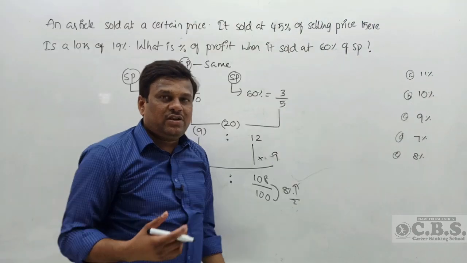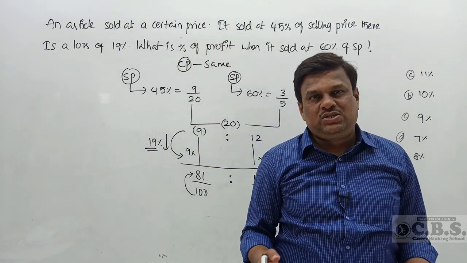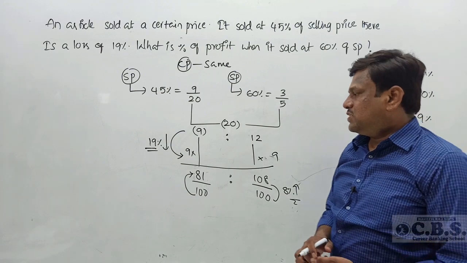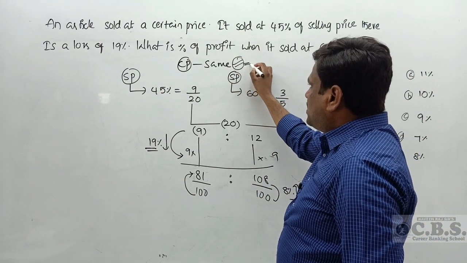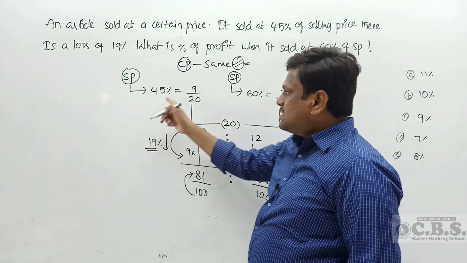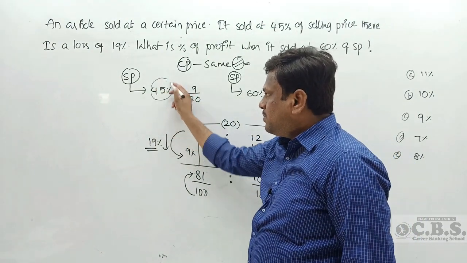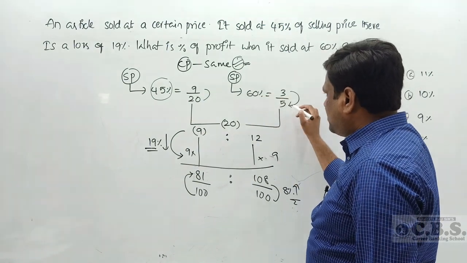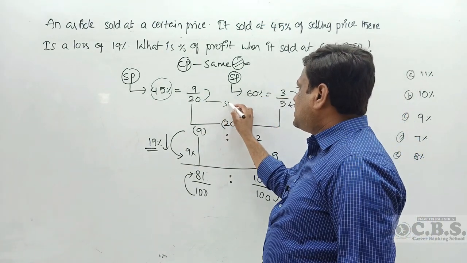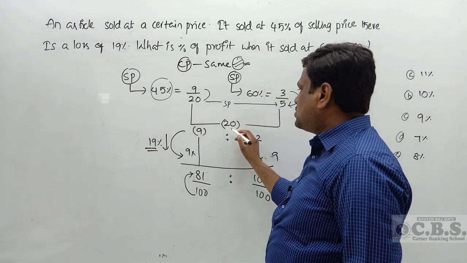Okay, so there is no need to go for assuming 100 rupees or 200 rupees, a lengthy process. You can directly go for this concept. Why do I use the ratio concept? Because the cost price is constant. So when the selling price modification is 45%, it means 9 by 20. When the selling price modification is 60%, it's 3 by 5. So here the selling price must be the LCM. LCM is how much? 20.